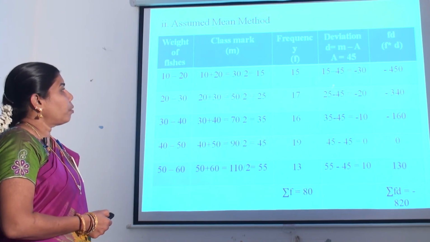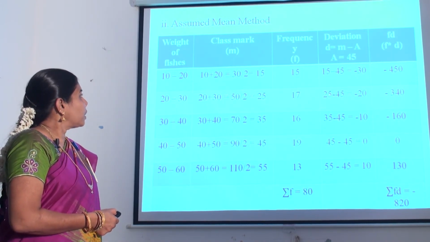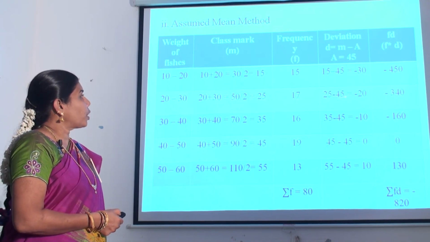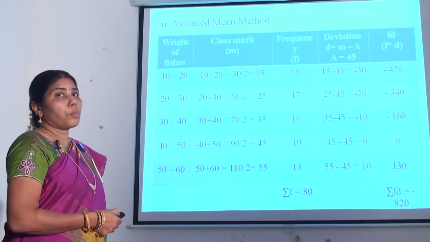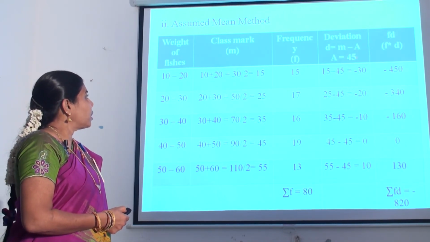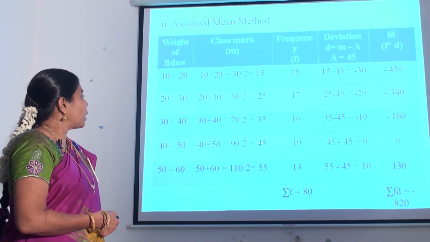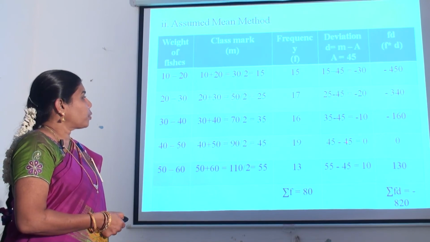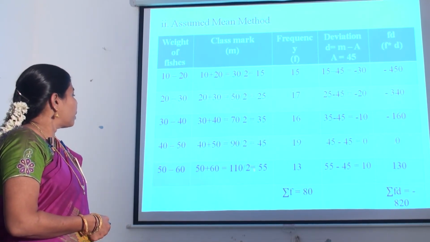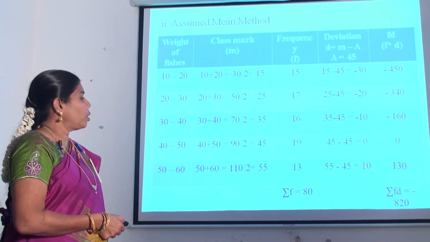So 15 minus 45 is equal to minus 30. Here m is 25, a is 45, 25 minus 45 is equal to minus 20. Here m is 35 minus a is 45 is equal to minus 10. Here m is 45, a is 45, 45 minus 45 is equal to 0. Here m is 55 minus a is 45 is equal to 10.